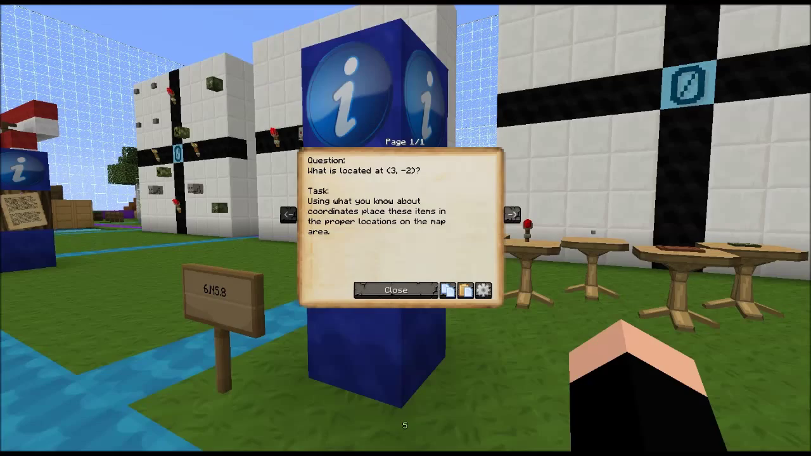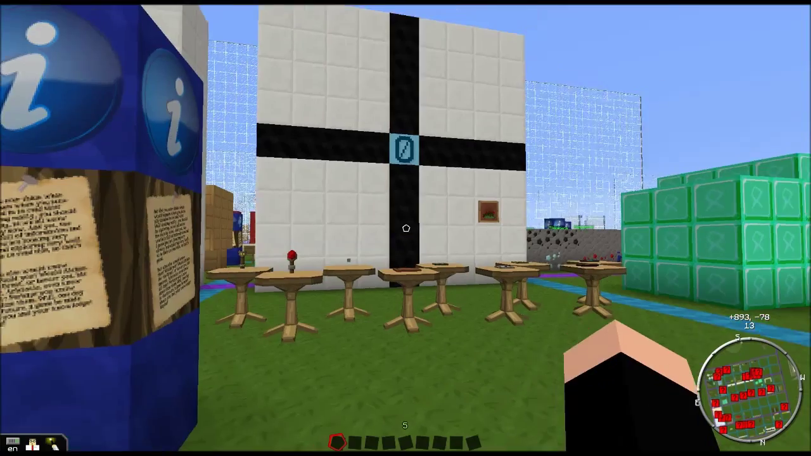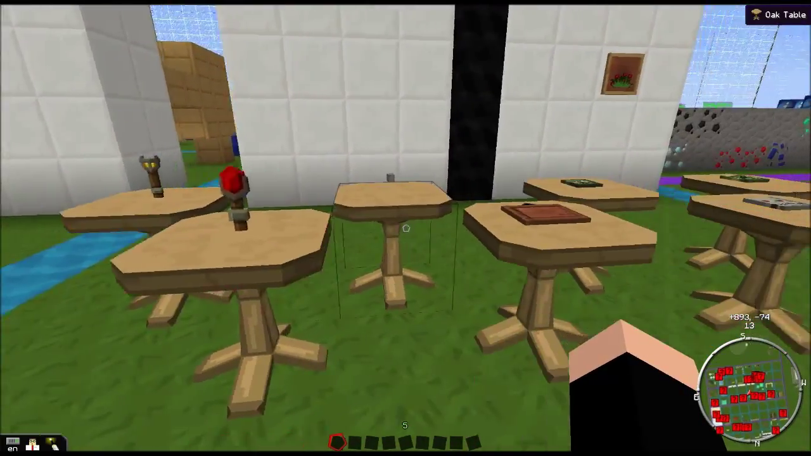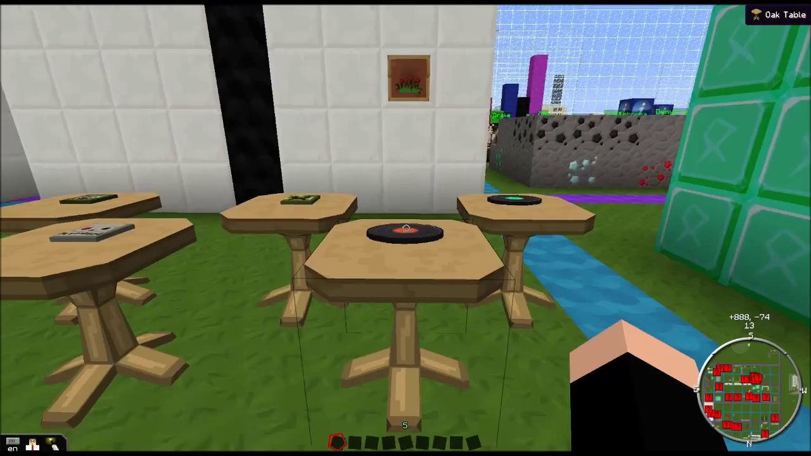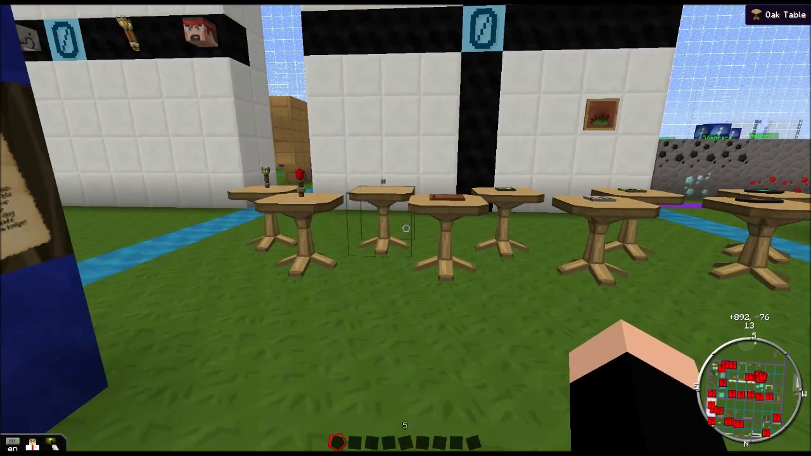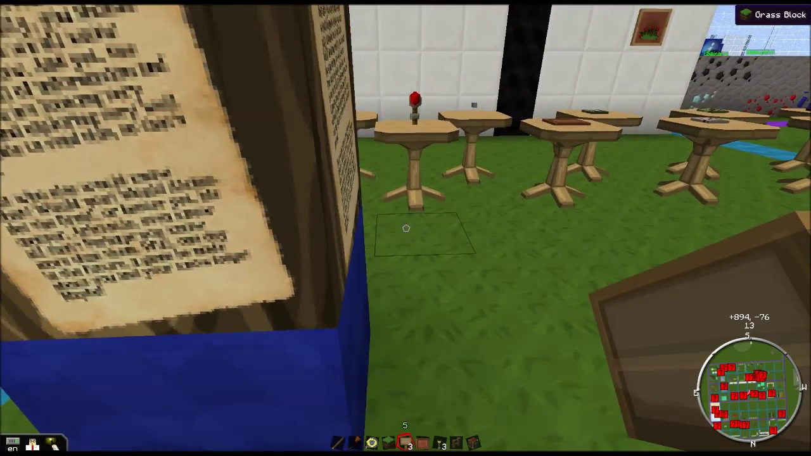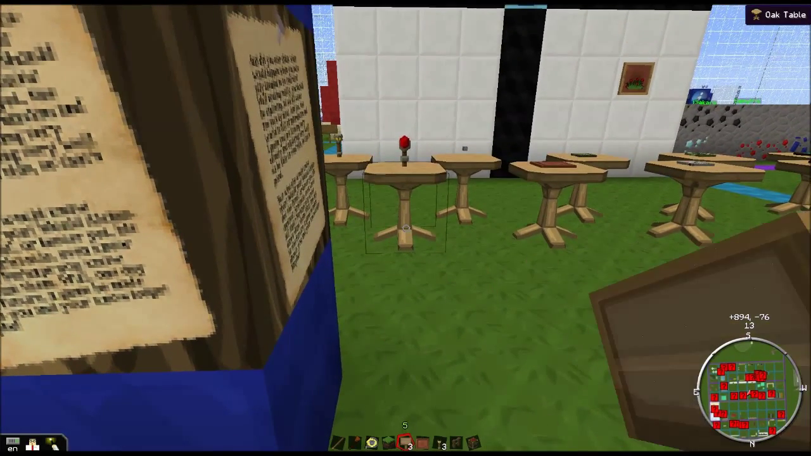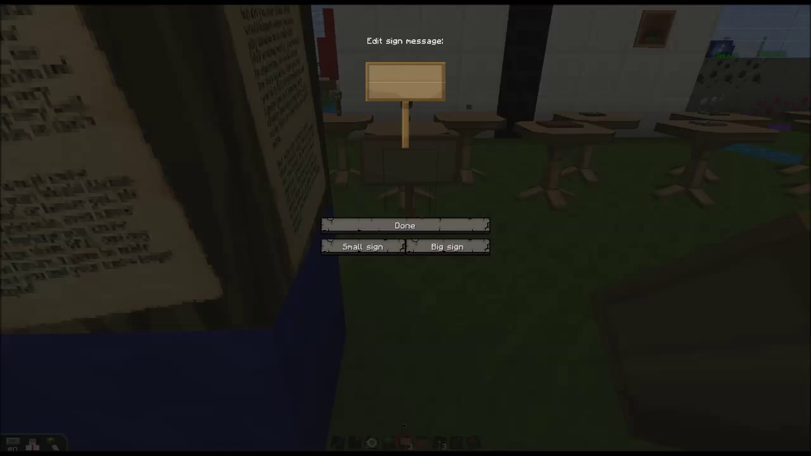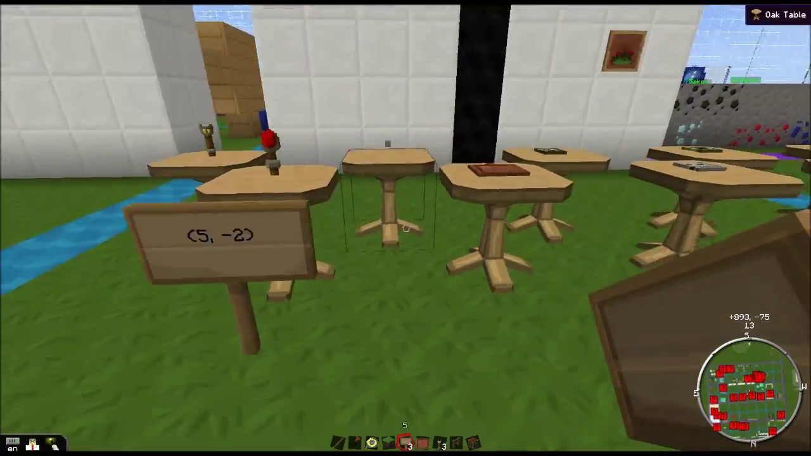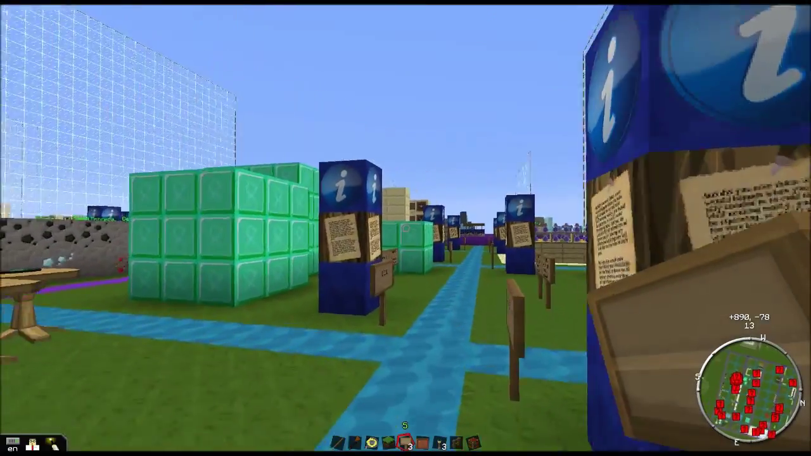Of course, it'll be time based. Do it as quick as you possibly can. Each group will have this board, a table of items. I might put it in a chest because it's easier to pick up. In front of each table we'll have something like this that says, you know, 5, -2, and that's where that item will be expected to be placed. Anyway, that's my idea for that.